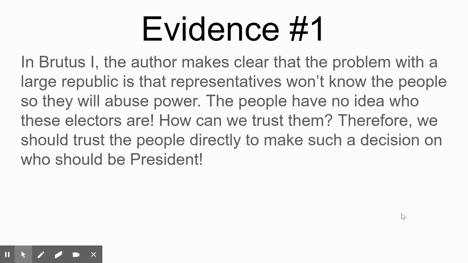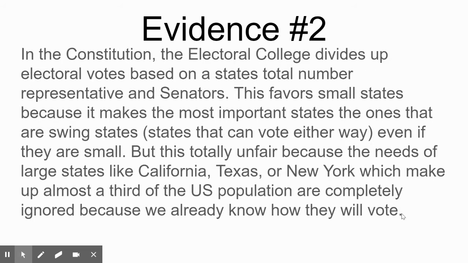Just like Brutus was arguing about a large republic. So that's how you can use Brutus to make your point. Evidence number 2, in the Constitution, the Electoral College divides up electoral votes based on states' total number of representatives and senators. This favors small states because it makes the most important states the ones that are swing states, states that can vote either way, even if they're small.